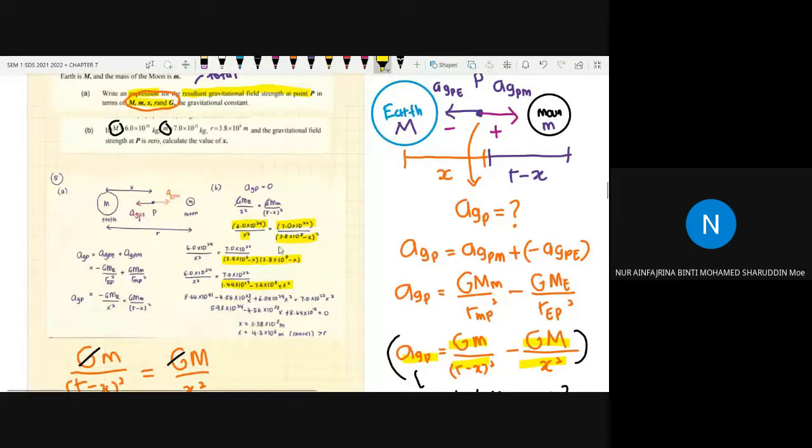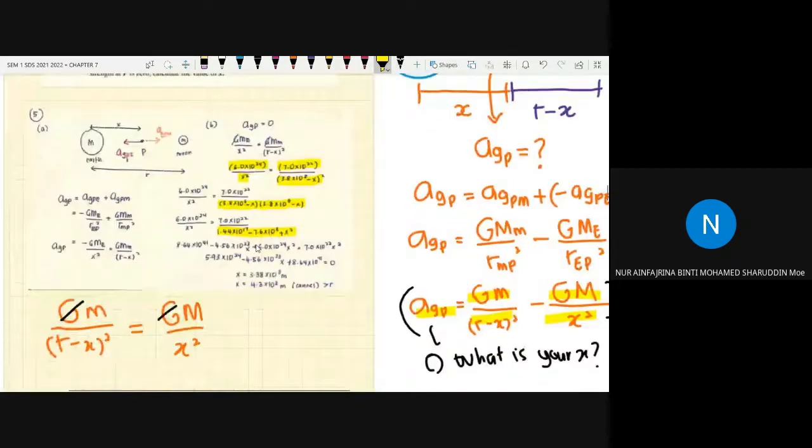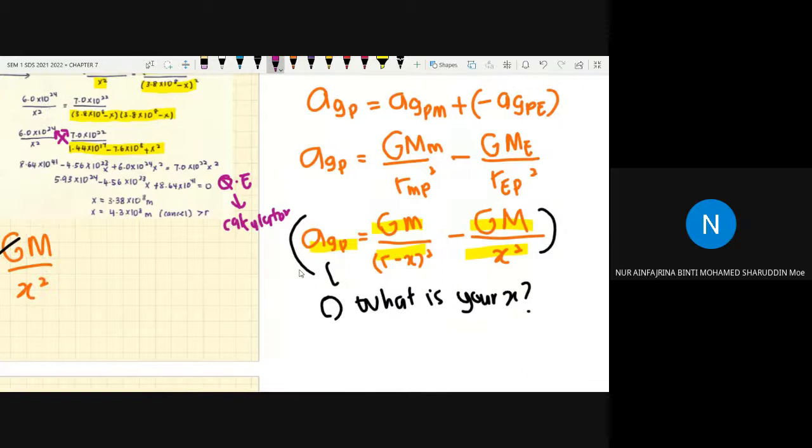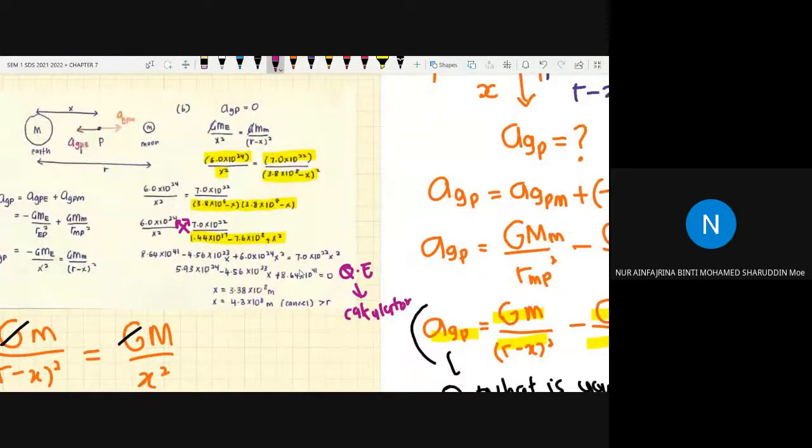So lepas dah expand, awak akan buat cross multiplication. Bila dah buat cross multiplication, awak akan dapat quadratic equation dan masukkan ke dalam calculator. Okay, but for this case, it's a bit special. As in, awak akan dapat dua value X. Okay, Miss besarkan. Awak akan dapat dua value X.